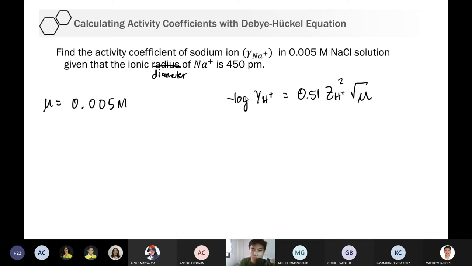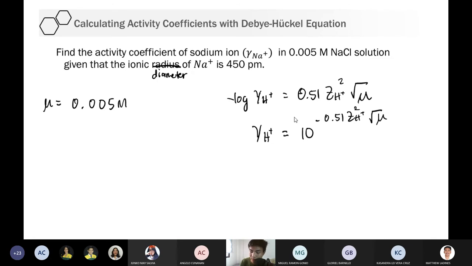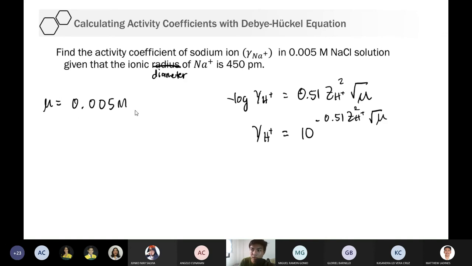Ito, nakalog to. So, get your anti-log to get gamma H plus. So, that will be 10 raised to negative 0.51 ZH plus squared, square root of mu. Now, basically, kung ano yung equation nyo kanina, burahin mo lang yung denominator. Yun na yung Debye-Huckel limiting law. Buburahin mo lang yung denominator. That is if your mu is 0.01 below.